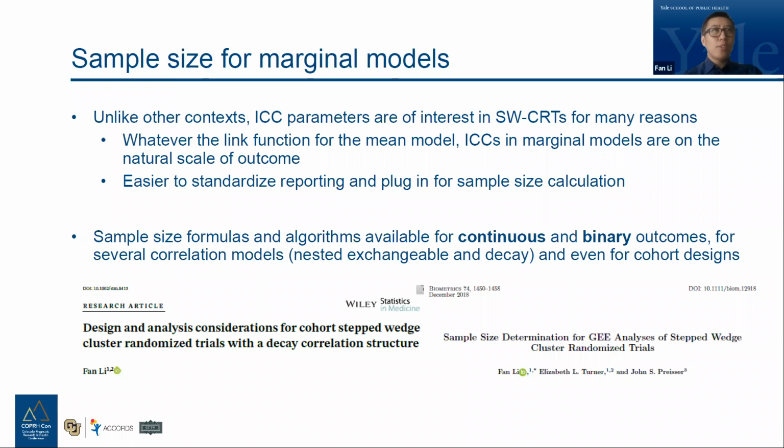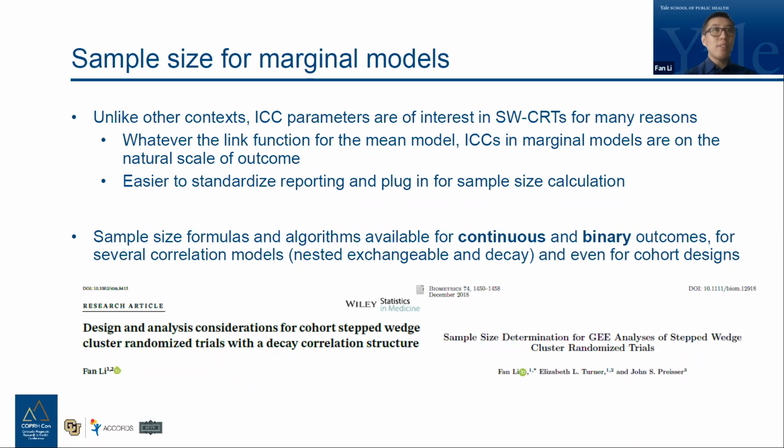While the usual applications of GEE regard the ICC parameters as a nuisance parameter that we don't care too much about, unlike other contexts, we mentioned that ICC parameters are actually of interest in SW-CRTs for many reasons. In terms of the marginal model, whatever the link function of the mean model, the ICC model in the marginal regression approaches is often on the natural scale of the outcome, and so may be easier to standardize reporting and plug in for future sample size calculation.